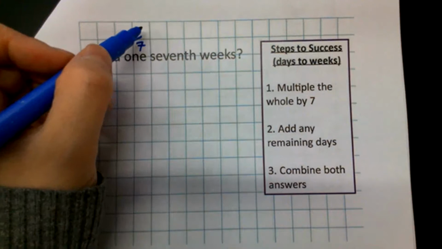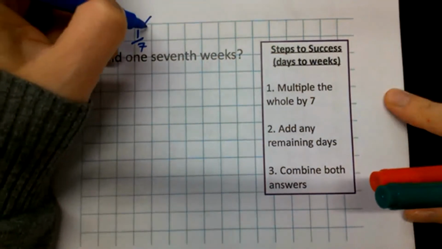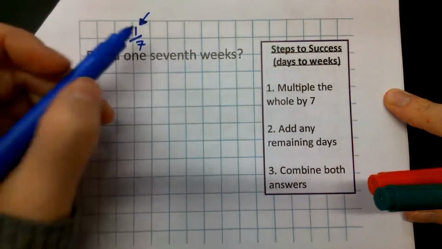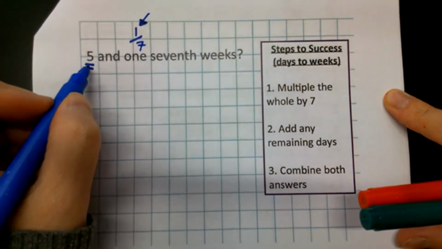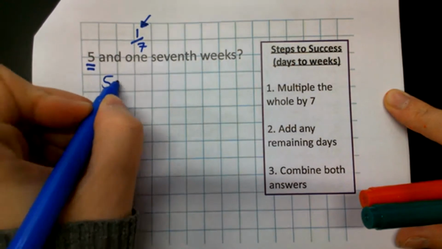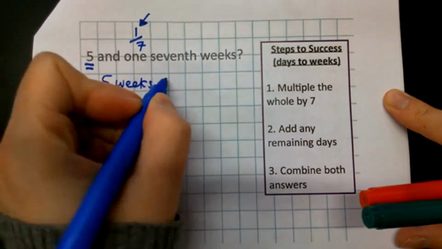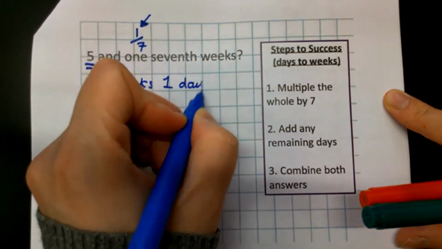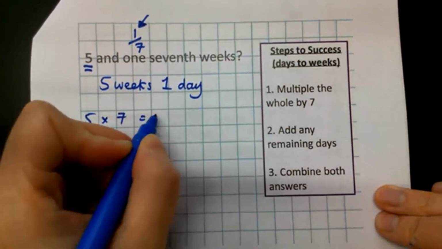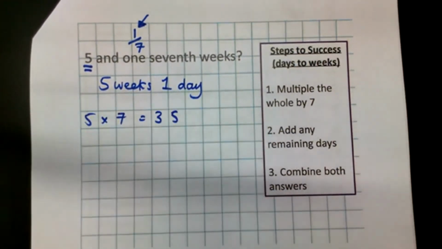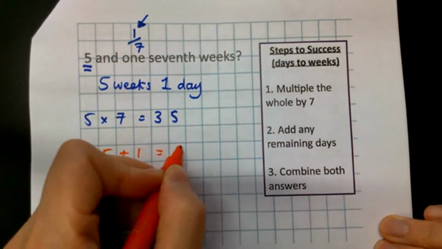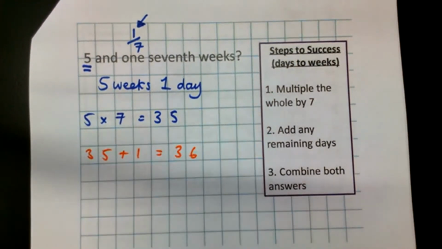So how many extra days do we have? 1. The numerator tells me how many extra days we have. So this actually means 5 weeks and 1 day. So that's quite easy to calculate. 5 times 7 equals 35. 35 plus 1 equals 36.